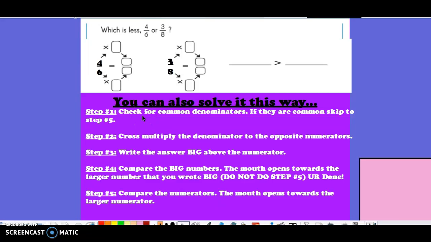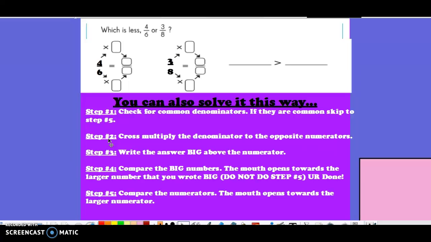If there are common denominators, you can skip to step 5, because in that case, all you are going to do is compare the numerators, or the numbers on top, and then the mouth would open wide towards the larger numerator. However, in this example and the rest of the examples in this video, we do not have a common denominator, which means I have to go down to step 2.